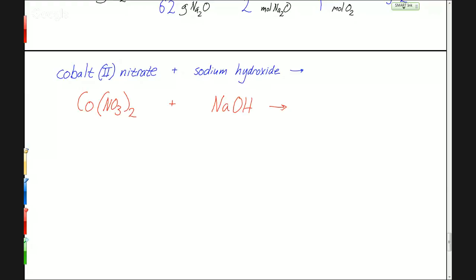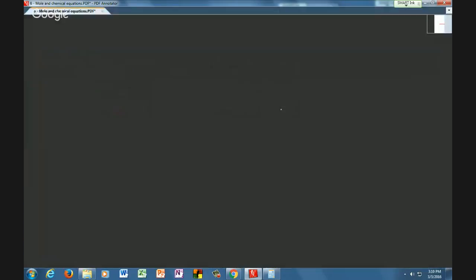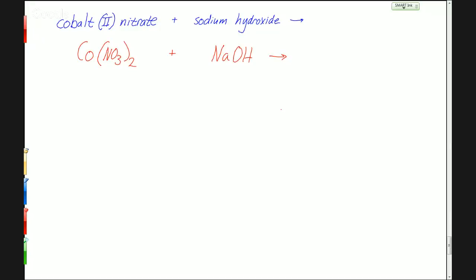So what really happens in the double replacement reaction is that cobalt 2 goes with the hydroxide. So we end up with cobalt 2 hydroxide, and the sodium goes with the nitrate. So when you do it in words, you can just switch them. You can just take the words and switch them and put them together. But the compounds are going to be a little bit different.